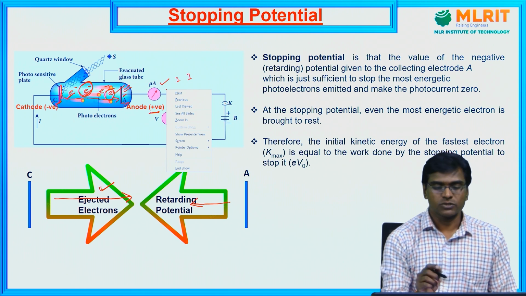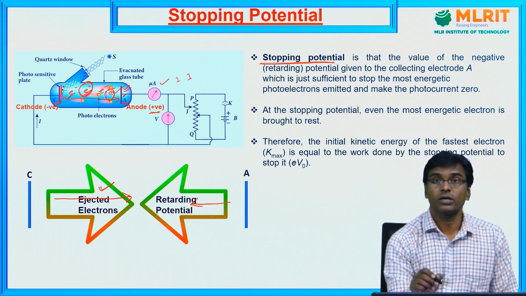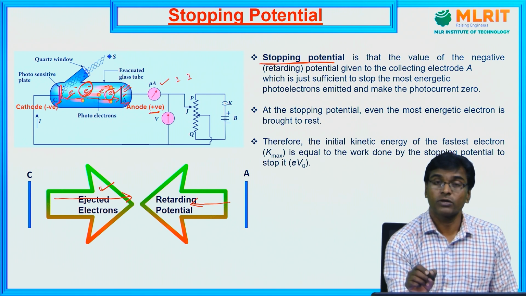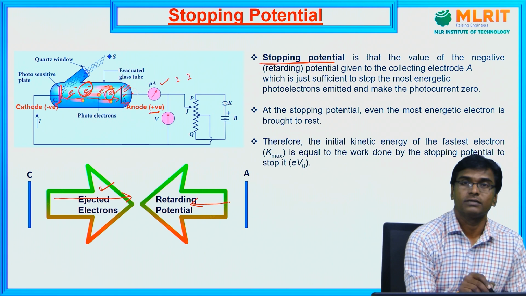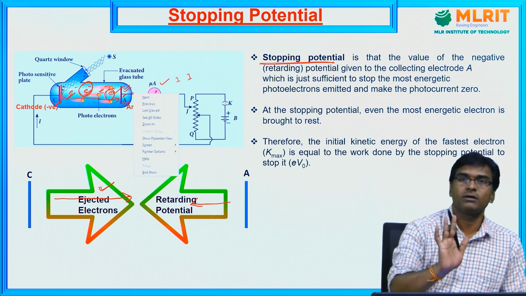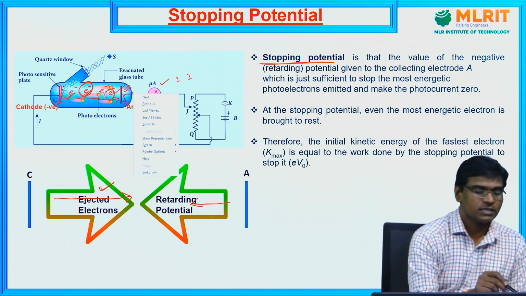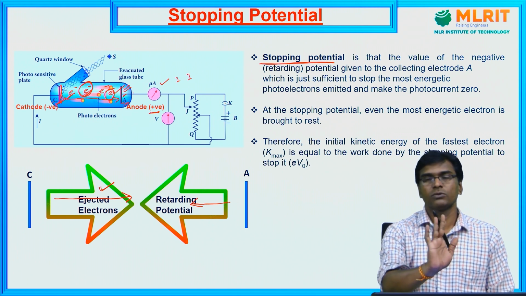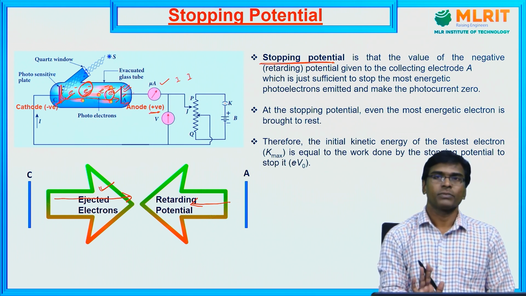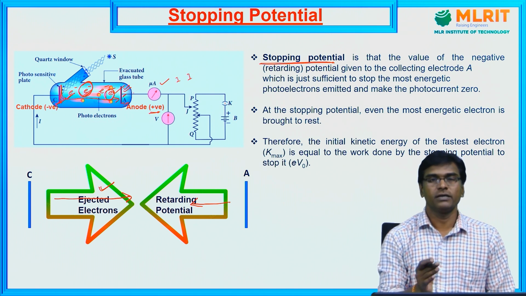So what is the stopping potential? It is the negative potential at which the photocurrent is zero. Photocurrent zero means no electrons are reaching the anode. It means that this voltage is enough to push back the electrons to the cathode only. So it is holding the electrons from reaching the anode. So this is the measure of the kinetic energy of the ejected electrons.